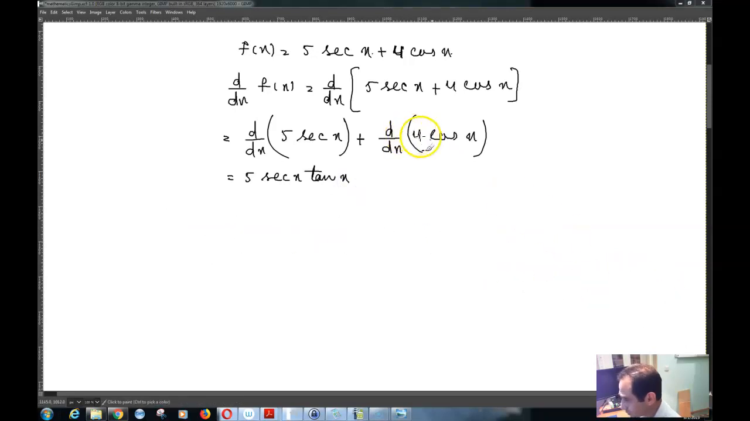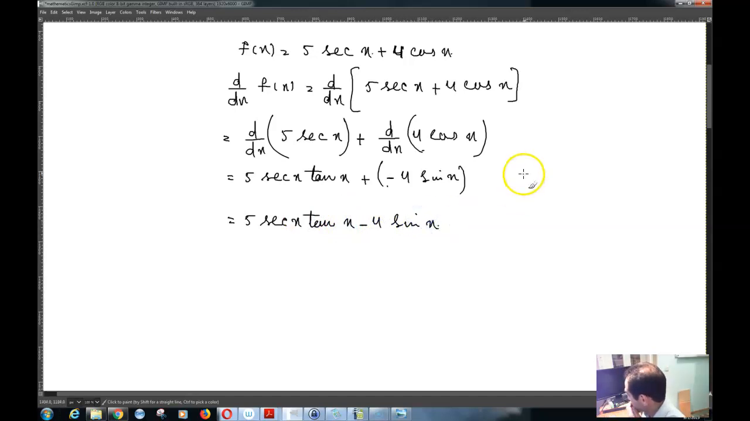And for this part over here, the derivative of cos x is negative sin x. So plus negative 4 times sin x. So that's equal to 5 times secant x tan x minus 4 times sin x. So that is the derivative of this function over here.